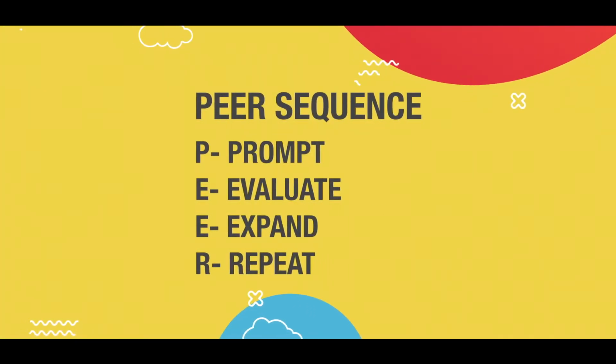Then you can ask the kid to repeat. If you're saying shell, it's a new word. Shell, can you repeat it? Can you repeat the word crab? So that's how you will ask them to repeat the words. So this sequence which I used here to explain is called PEER sequence. P stands for prompt. E stands for evaluate. The next E stands for expand. R stands for repeat.